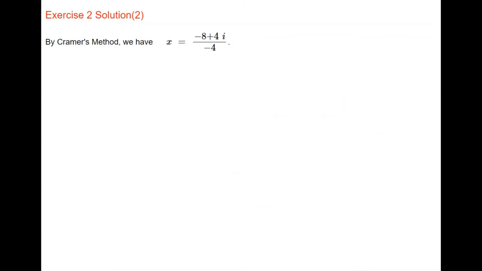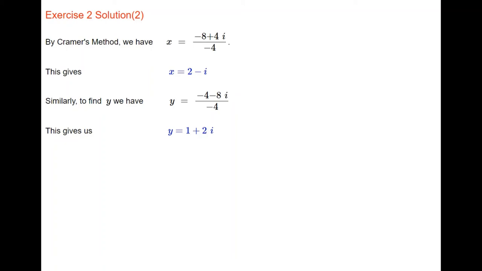Using the results of those determinants, by Cramer's method, we have x equals minus 8 plus 4i all over minus 4. And that gives x equals 2 minus i. Similarly, to find y, we have y equals minus 4 minus 8i all over minus 4, and that gives us y equals 1 plus 2i. Hence, the solution is x equals 2 minus i and y equals 1 plus 2i.